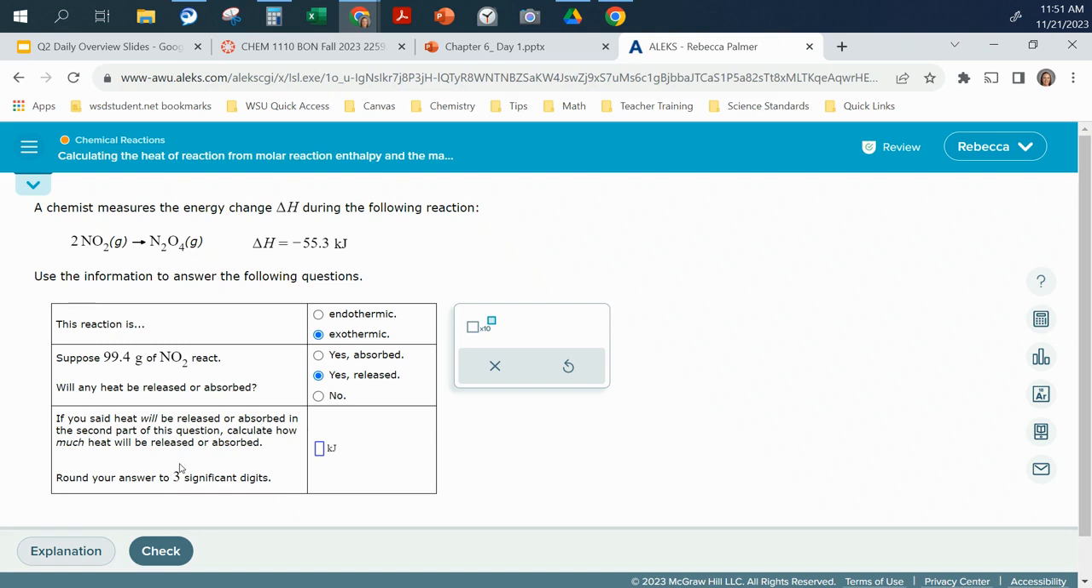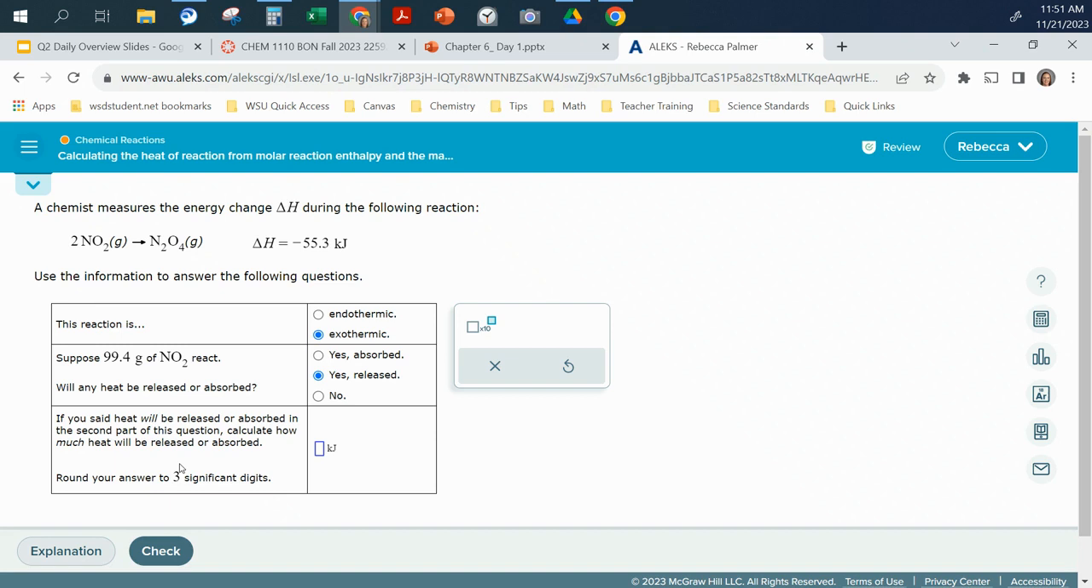So for every 1 mole of NO2, we need to figure out the number of grams of NO2. So this is where we say the grams of NO2, we're going to take N plus O plus O. And that's how many grams for 1 mole of NO2. This is our molar mass, okay? So use our molar mass.